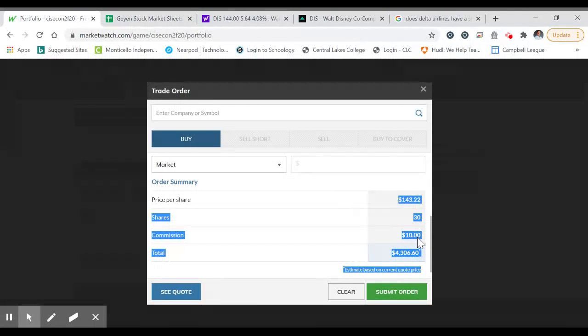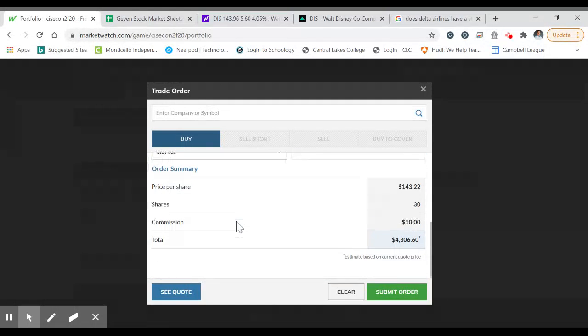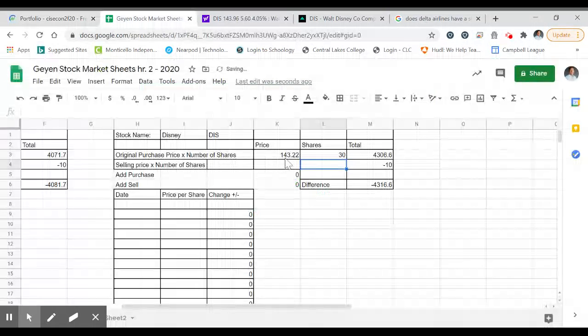I got all the information recorded. I'm going to hit submit order. Order submitted, view portfolio. While that's loading, I have all this information. Today's date, 11/16 of 2020. And my price per share is 143.22. Okay, nothing else you have to write down here for now. This will all calculate it out. So everything should calculate everything that you need.